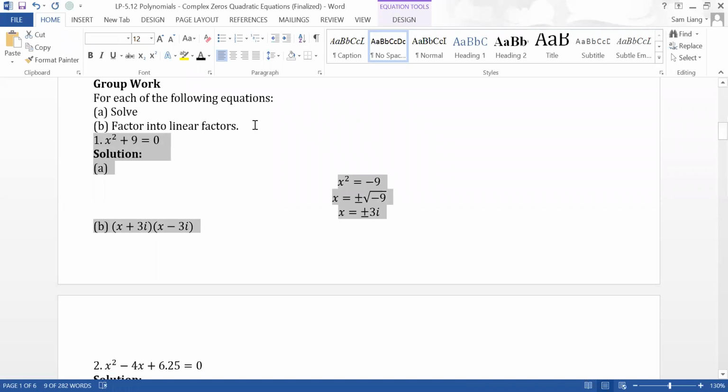All right, we'll go to Miriam. So first I solved for x. So I subtracted 9 from the left-hand side. So you get x squared equals -9. And then I took the square root of -9. And so that comes out to plus or minus 3i. And then I rewrote that into linear factors. So it was x plus 3i times x minus 3i. All right, very nice. Thank you for that.